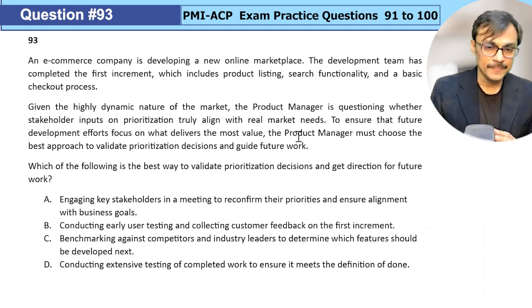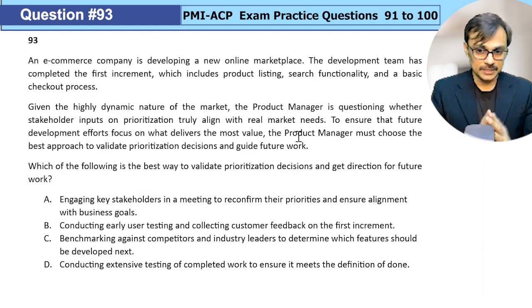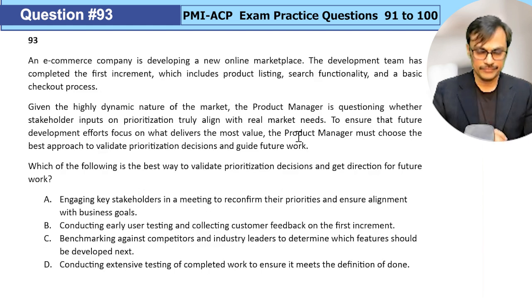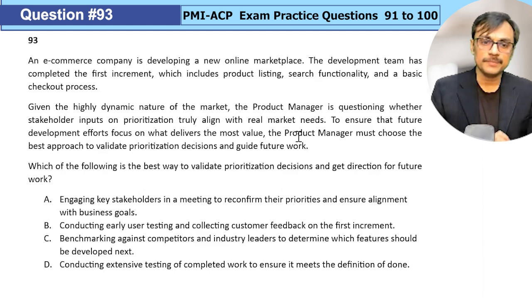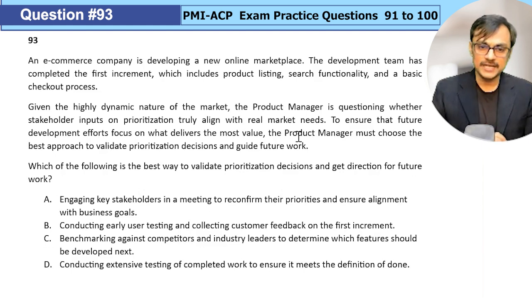Question number 93. An e-commerce company is developing a new online marketplace. The development team has completed the first increment, which includes product listing, search functionality, and a basic checkout process. Okay, so it looks like the first increment is ready. Given the highly dynamic nature of the market, the product manager is questioning whether stakeholder input on prioritization truly aligns with the real market need. To ensure that future development effort focuses on what delivers the most value, the product manager must choose the best approach to validate prioritization decisions and guide the future work.